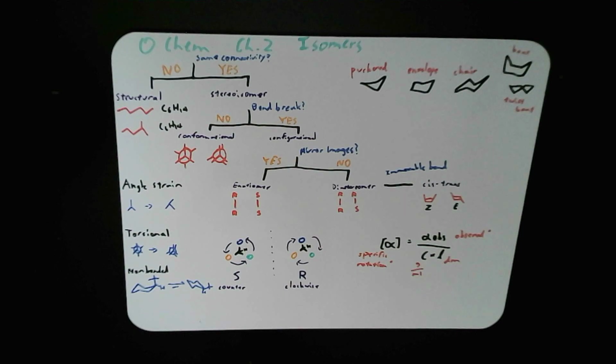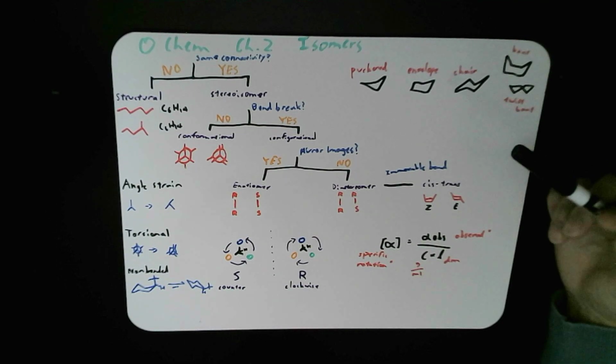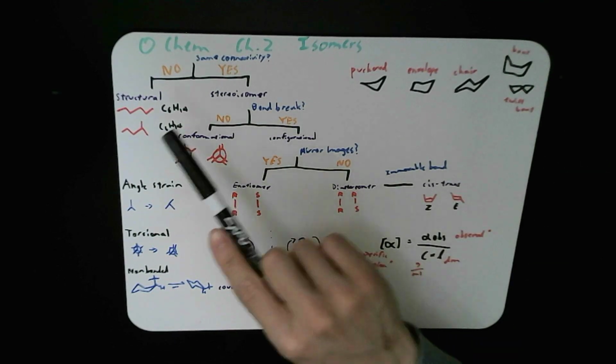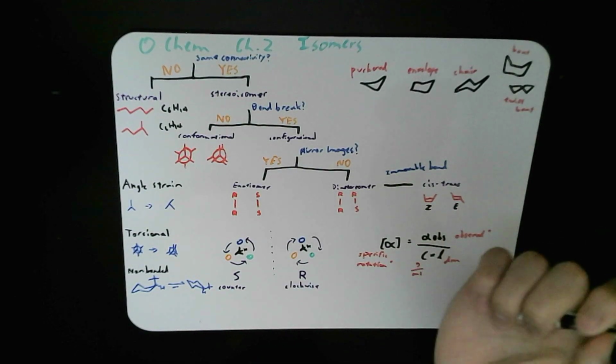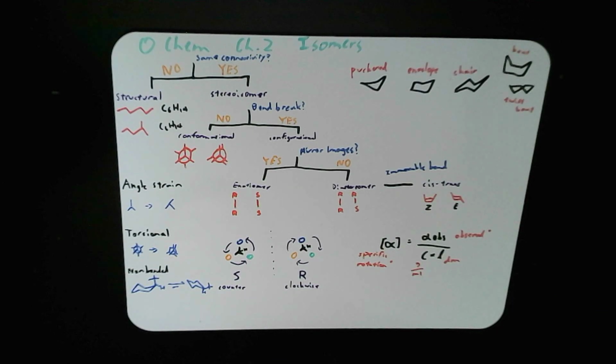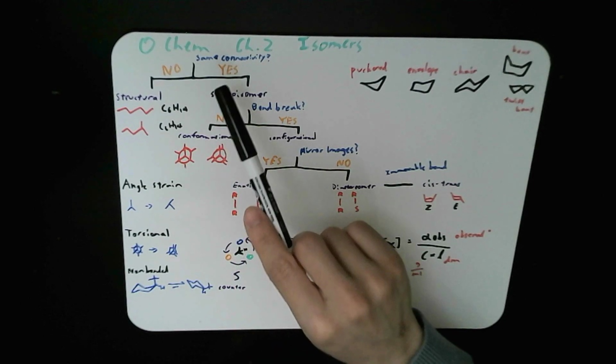We have Organic Chemistry Chapter 2, Isomers. So, isomers, as you may know from general chemistry, are two compounds that share the same chemical formula, but they may differ slightly from each other. When we're talking about OChem isomers, we have structural isomers, stereoisomers, conformational, and all the different types. So, to go through them, we have a flowchart.